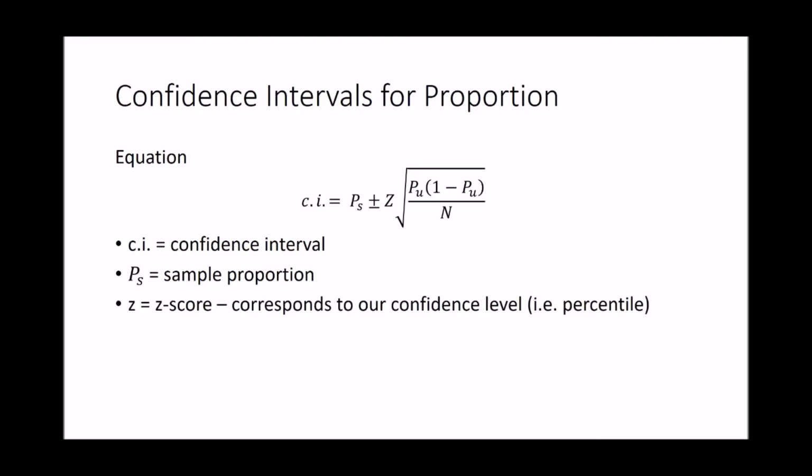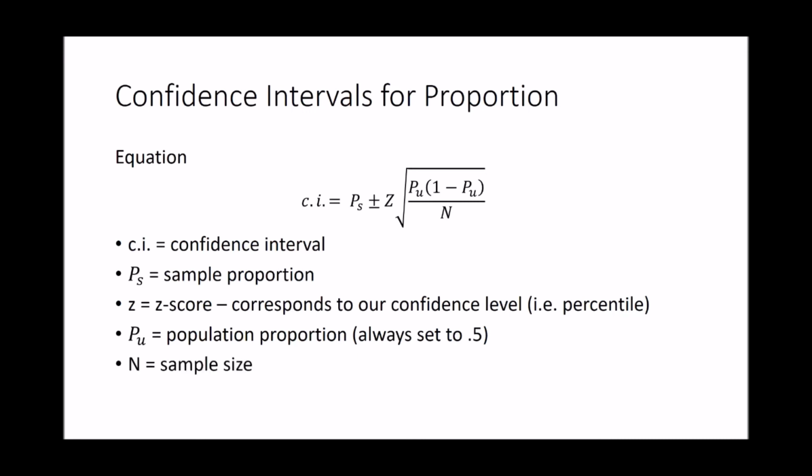And our Z is our Z-score, which again directly corresponds to our confidence level. This is exactly the same as our confidence interval for a mean. And then PU is the population proportion. Now, you might be asking, isn't this what we're looking for? Yes, it is. There's a little bit of detail behind this that I'm not going to go into. Just note that we always set this to 0.5, every single time. Whenever you see this equation or need to calculate confidence intervals for a proportion, always set this to 0.5. And N is our sample size.